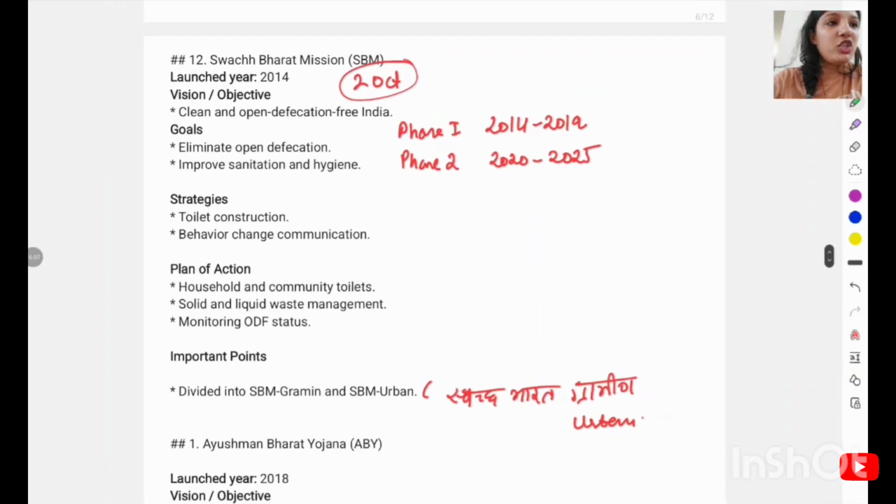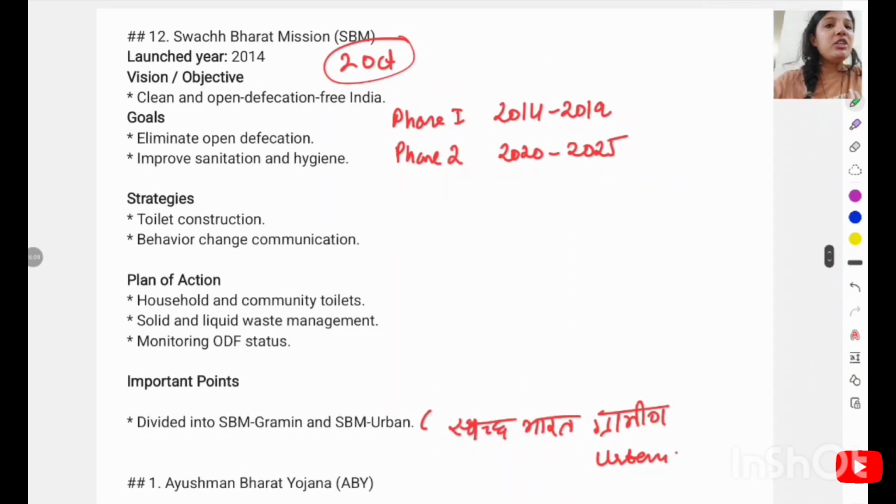Next comes the Swachh Bharat Mission. Swachh Bharat Mission was launched on Gandhi Jayanti, 2nd October 2014, and our vision is a clean and open defecation free India. It was launched in 2 phases, 2014 to 19 and 2020 to 25. So our goal is to eliminate open defecation, because that was one of the major problems previously, and to improve sanitation and hygiene.